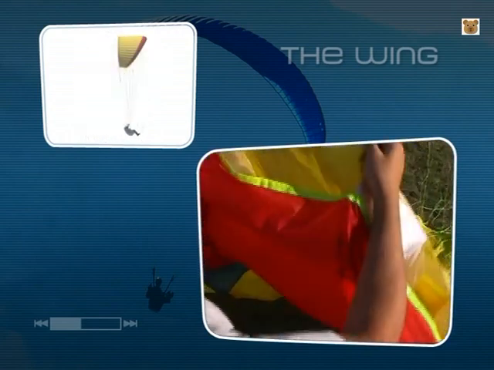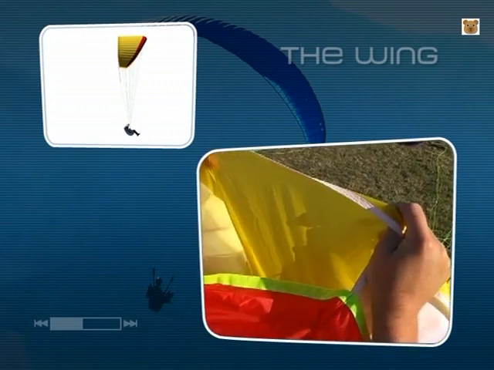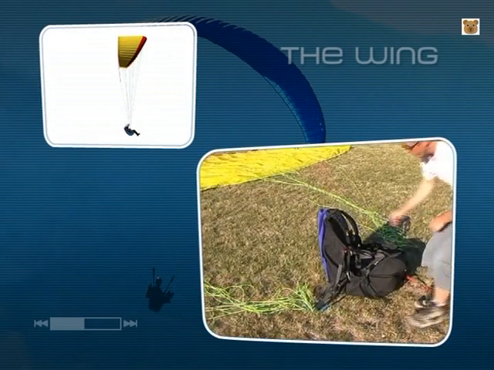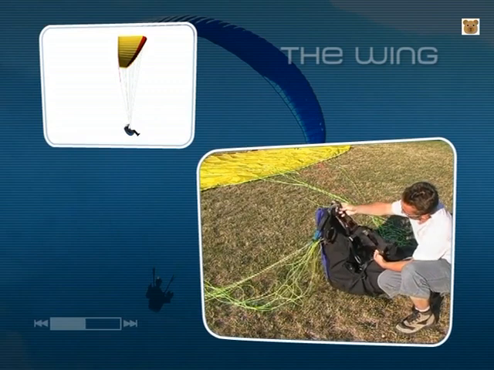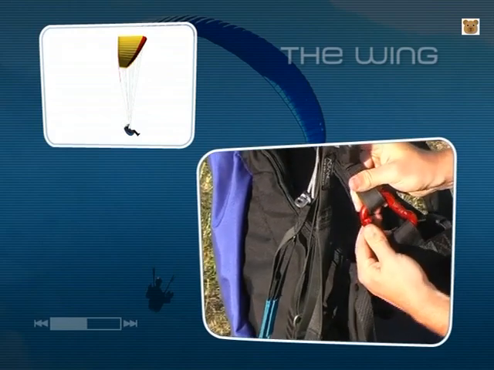Nylon or polyester threads are meticulously stitched to make the fabric flexible and light, while at the same time extremely resistant. The wing is connected to the harness by carabiners. These carabiners are considerably oversized and can withstand weights exceeding 2,000 kilograms.